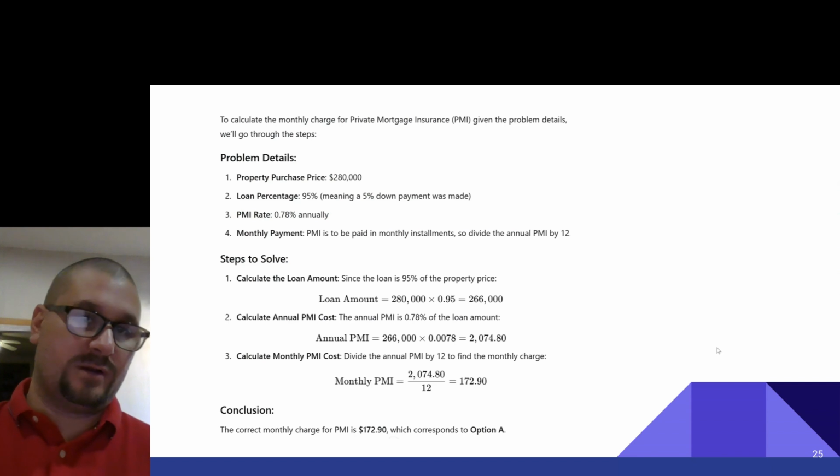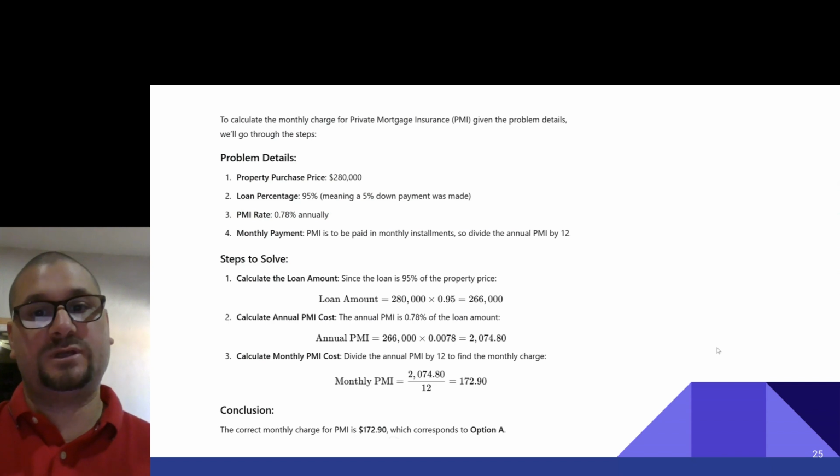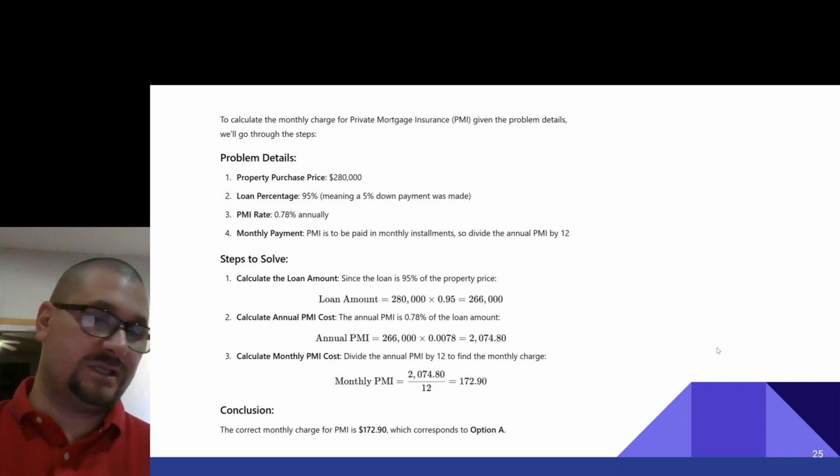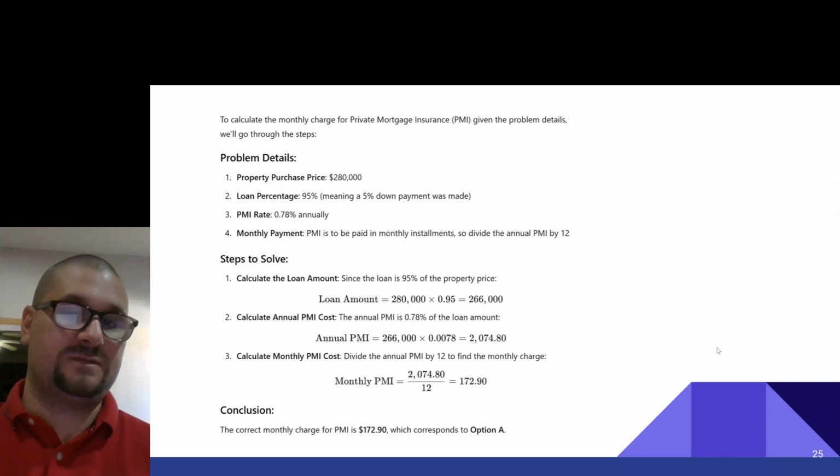So you take that loan amount and you multiply it by the PMI rate. So 266,000 times 0.0078, and you get $2,074. So what's the monthly PMI? Well, take that number, that's annual, you divide it by 12 to get the monthly. 2,074 divided by 12 gets you $172. That's the monthly PMI payment.